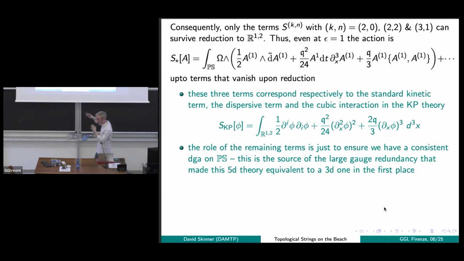The role of all the remaining terms, all of the higher order stuff: I haven't thrown it away. It's there in 5 dimensions. But all it's doing is ensuring that I've got enough symmetry that this theory that lives in 5 dimensions is nonetheless equivalent to, not just reduces to at low energies or something, but is actually equivalent to, because of this enormous amount of gauge symmetry, a 3-dimensional theory.